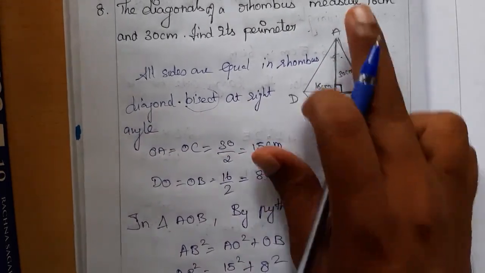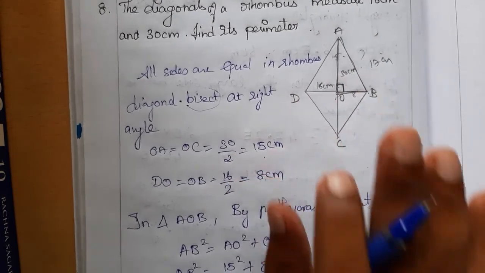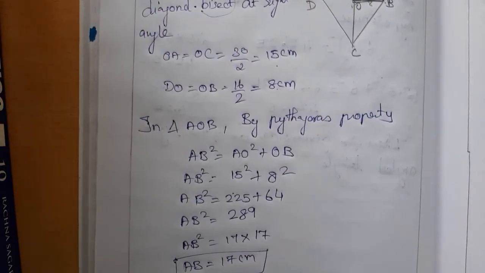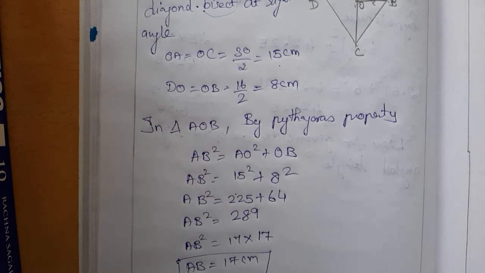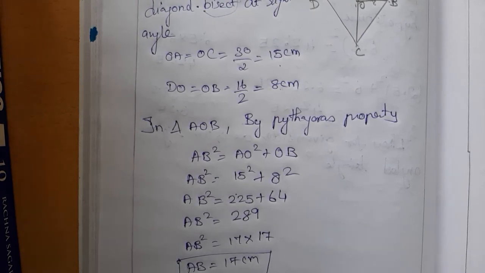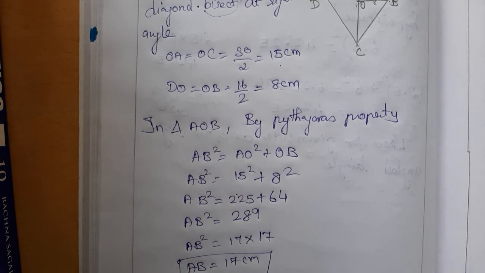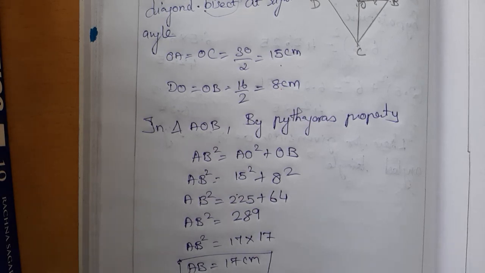So just note that all the sides are equal in a rhombus and the diagonals bisect at right angle. Bisect means cut into equal parts and also at right angle. Like that, a square and a rectangle also have a right angle at each corner, and each of the 4 vertices will have a right angle, right? So in those problems also we can use the Pythagoras property. Thank you.